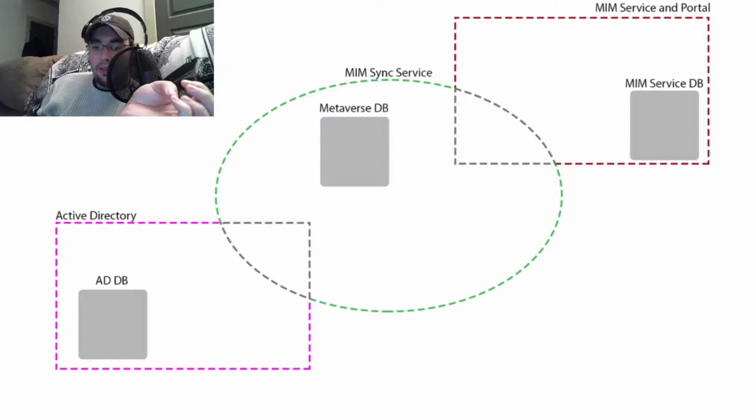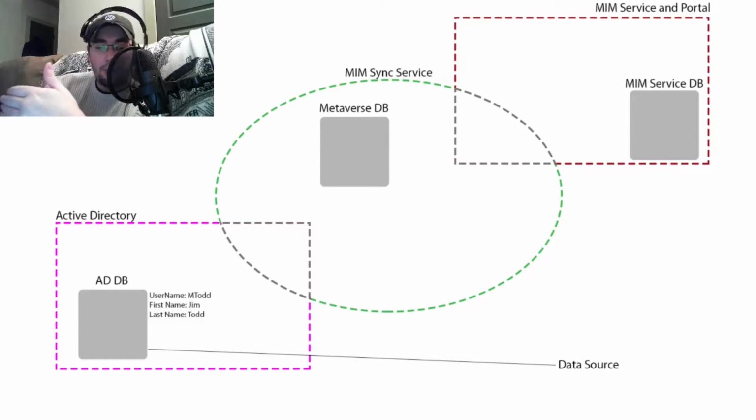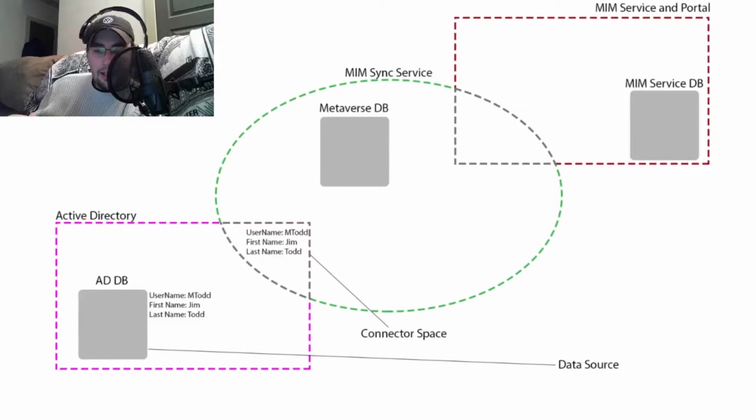So we have our data sources, Active Directory. Inside of that data source, we have a user, Jim Todd, whose username is M. Todd. So the first thing we did was a full import. What happens in that process is it takes all the objects and imports them into a connector space. So the connector space of AD will then get M. Todd with first name and last name and all the attributes.